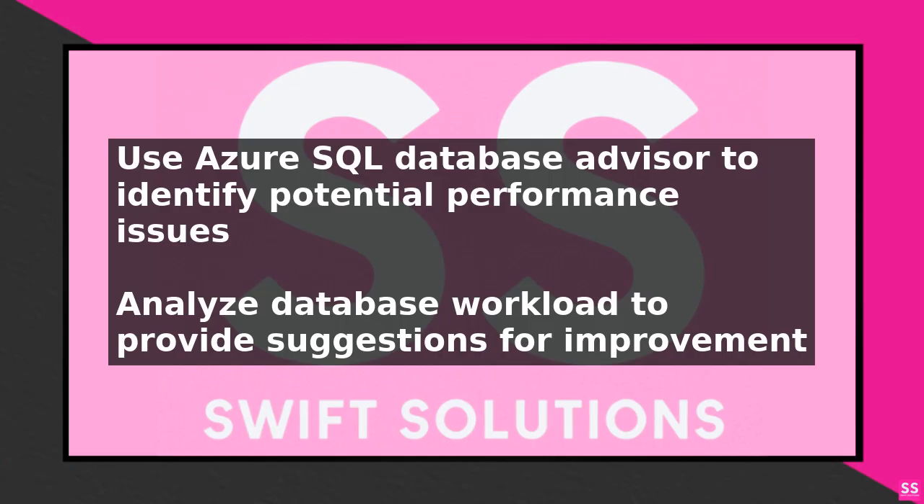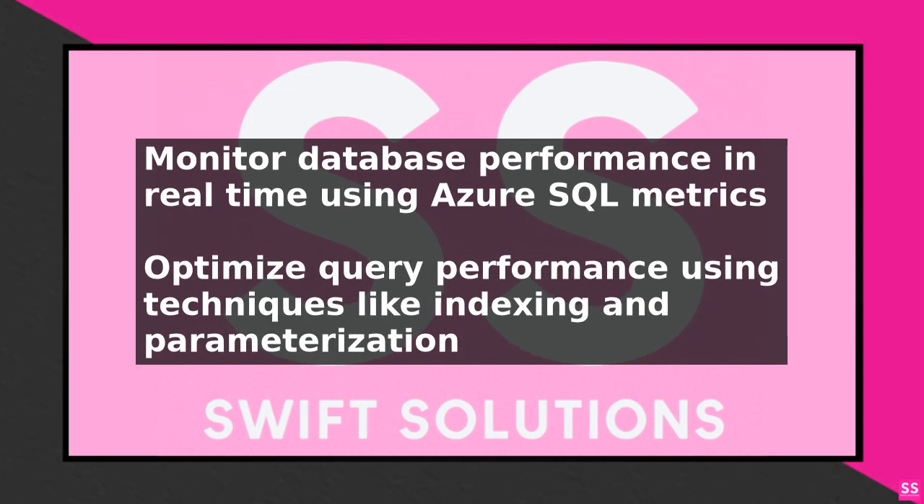Indexing can improve query performance by allowing the database to quickly locate specific data. Caching can reduce the load on the database by storing frequently accessed data in memory. Parameterization can improve query performance by reducing the overhead of compiling and executing queries.